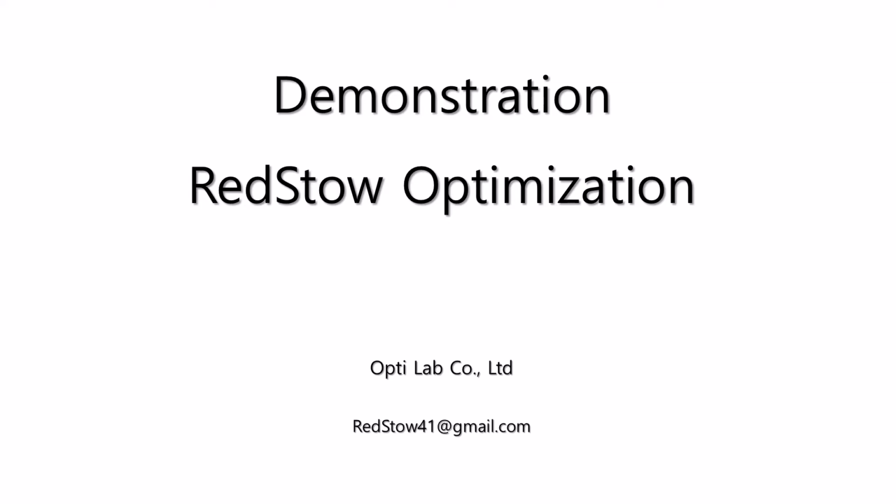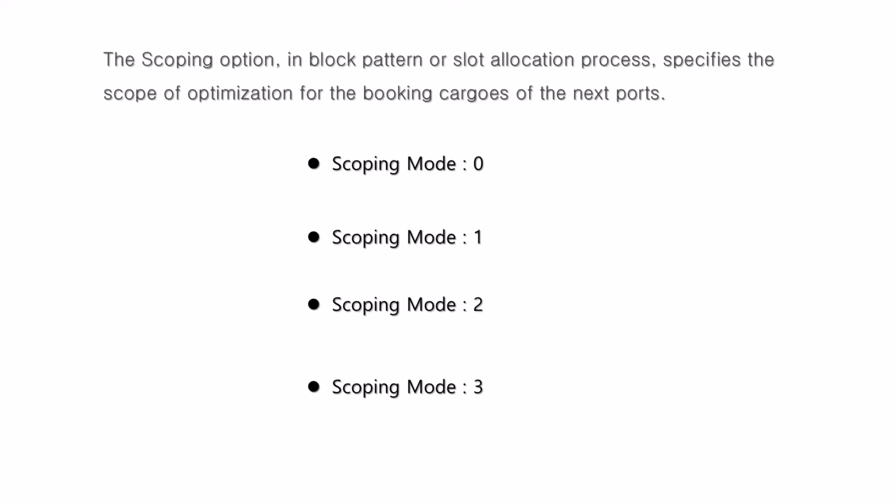In this session, we will first look at the scoping option, which is an advanced function of the RedStow Optimizer, and then run the engine in mode 3, the most comprehensive mode. Finally, we will go through the process of comparing the stowage results with the results of session 2 executed by scope mode 0.